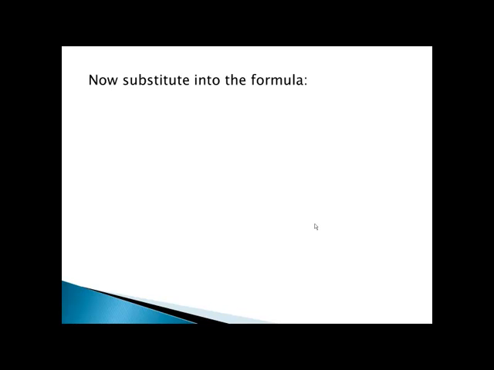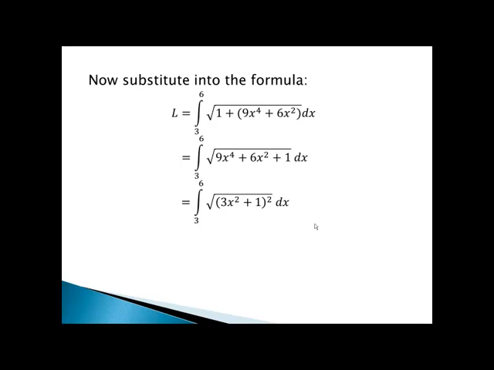Now I'll substitute that into the formula in the place of the derivative squared and find that the length is equal to the integral from 3 to 6 of the square root of 1 plus 9x to the 4th plus 6x squared. Rearranging, that's the square root of 9x to the 4th plus 6x squared plus 1, and that trinomial factors as the quantity 3x squared plus 1 squared. The square root and the second power essentially cancel, and I end up with 3x squared plus 1.